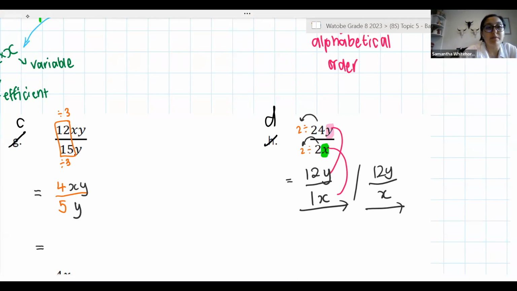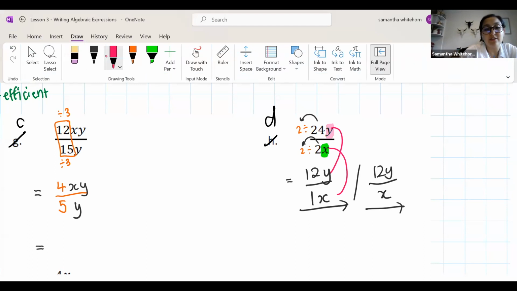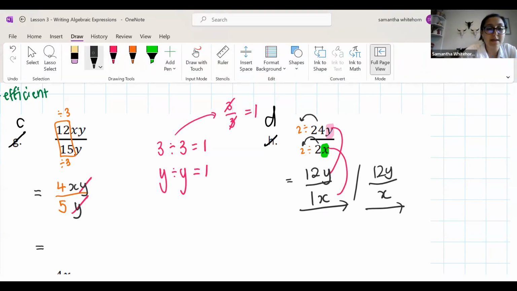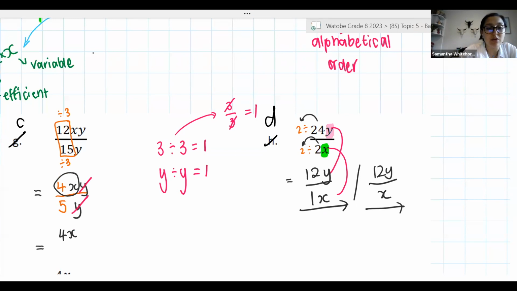Now, what I need to remember is that whenever I divide a value by itself, so y divided by y, 3 divided by 3, if I'm dividing exactly the same thing by itself, they actually cancel each other out. So this as a fraction would be 3 over 3, and they would cancel each other out, leaving me with 1. And so that's going to happen with the y's. The y's cancel each other out because they divide each other away. And so we're left with the 4x in my numerator and the 5 in my denominator.